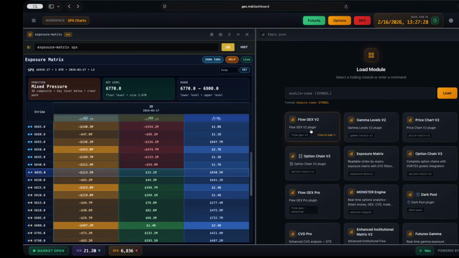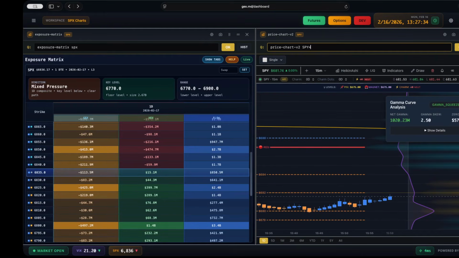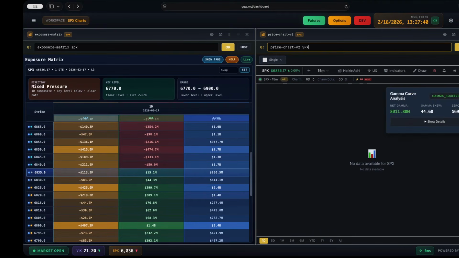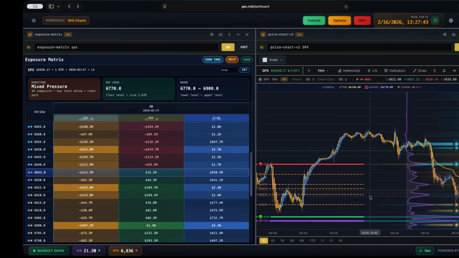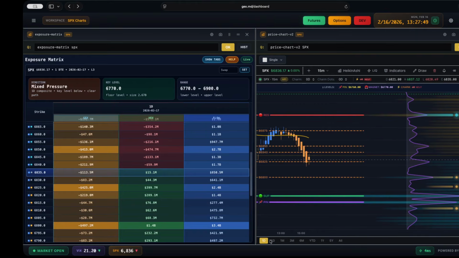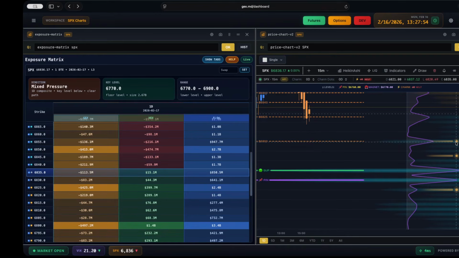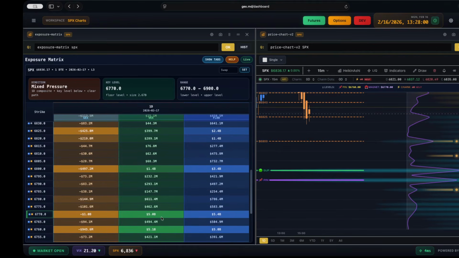Let me go back again and show you. Price chart, SPX. $6,800. $6,800. Take a look. You start to put that together. 6,800, right here. Reaction, 6,800.